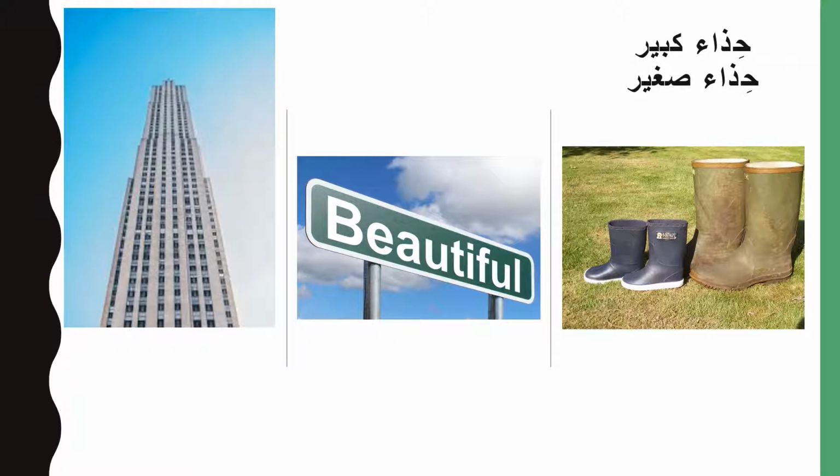حذاء كبير, حذاء صغير. Big shoes, small shoes. جميل, جميلة. بناية طويلة. Look at the noun and the adjectives. Both of them, they have to agree in gender. And all the time in Arabic, when we describe, we start with the noun and the adjectives toward the end.